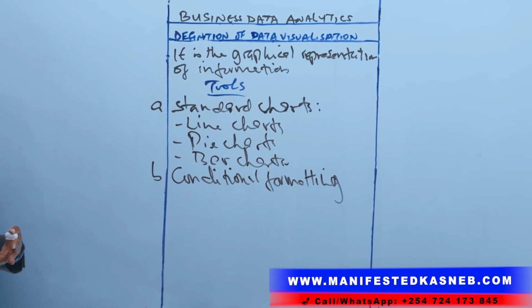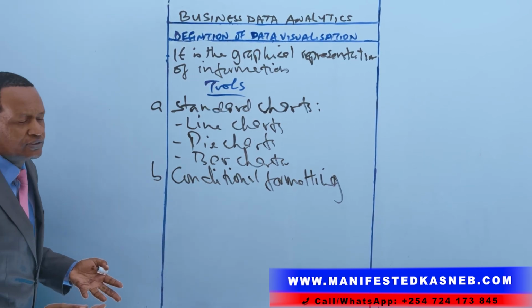For example, highlighting all cells where profit is negative in red.